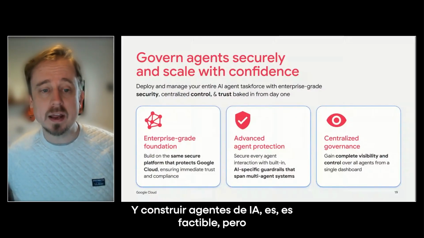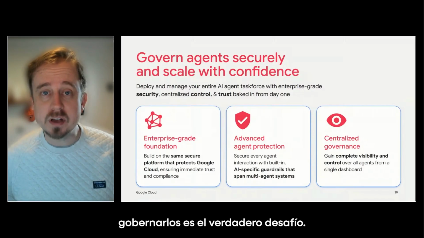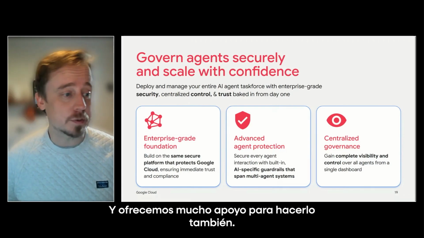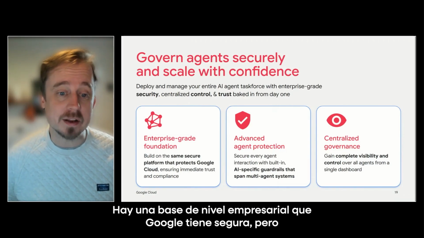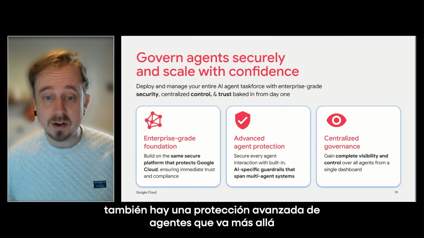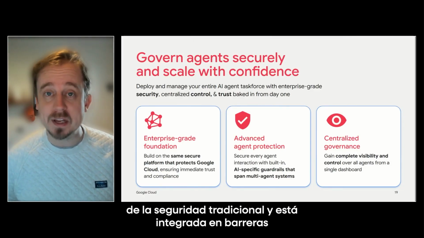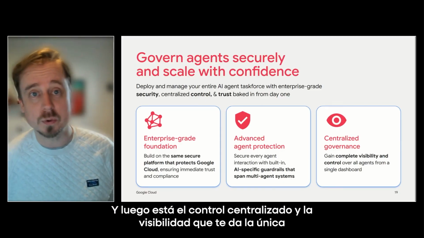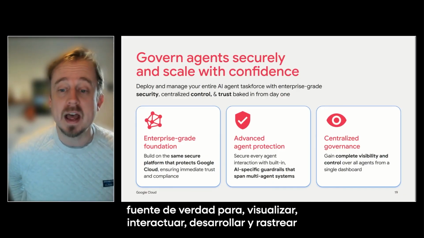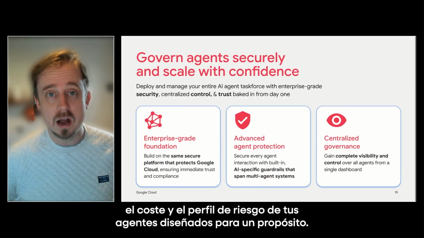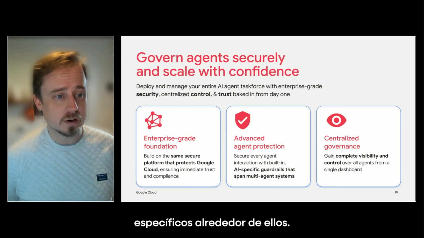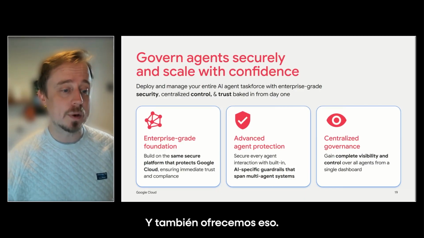And building AI agents is doable, but governing them is the real challenge. So Google offers a variety of different tools to do this, and we offer a lot of support to do this as well. There's an enterprise-grade foundation that Google has that's secure, but also there's advanced agent protection that goes beyond traditional security and built-in AI-specific guardrails for multi-agent systems. And then there's the centralized control and visibility that gives you the single source of truth to visualize and interact and develop and track the cost and risk profile of your purpose-built agents. But these, of course, need support. These need specific workflows around them, and we provide that as well.